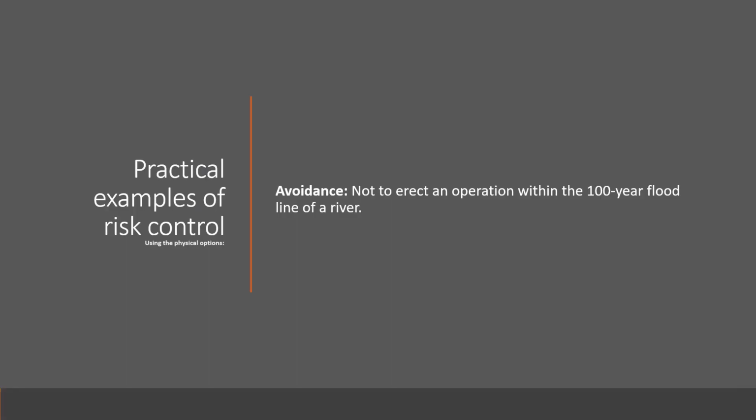Let us now look at these practical examples of risk control using physical options for avoidance, elimination, reduction, and transfer. For avoidance, we wouldn't erect a building or operation within the 100-year floodline of a river. Elimination would be using standby equipment to eliminate production loss due to breakdown of a vital piece of equipment, such as load shedding.